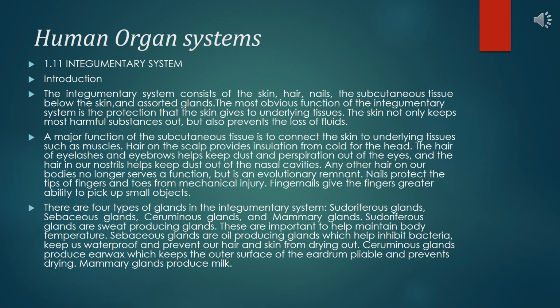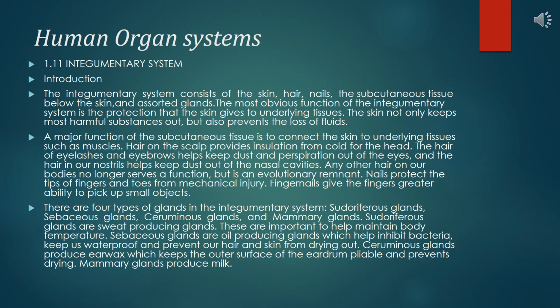Hair on the scalp provides insulation from cold for the head. The hair of eyelashes and eyebrows helps keep dust and perspiration out of the eyes, and the hair in our nostrils helps keep dust out of the nasal cavities. Any other hair on our bodies no longer serves a function, but is an evolutionary remnant. Nails protect the tips of fingers and toes from mechanical injury. Fingernails give the fingers greater ability to pick up small objects.